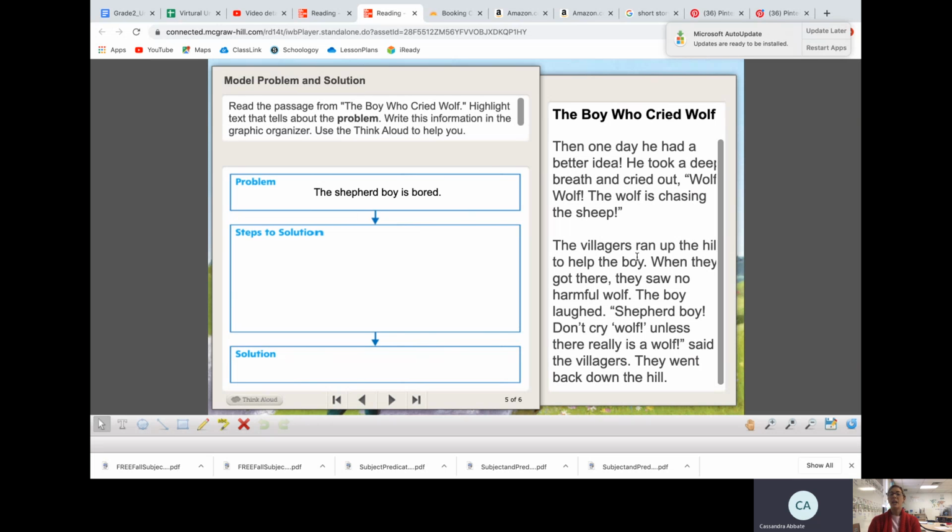Then one day he had a better idea. He took a deep breath and cried out, "Wolf, wolf! The wolf is chasing the sheep." The villagers ran up the hill to help the boy. When they got there, they saw no harmful wolf. The boy laughed. "Shepherd boy, don't cry wolf unless there really is a wolf," said the villagers. They went back down the hill.